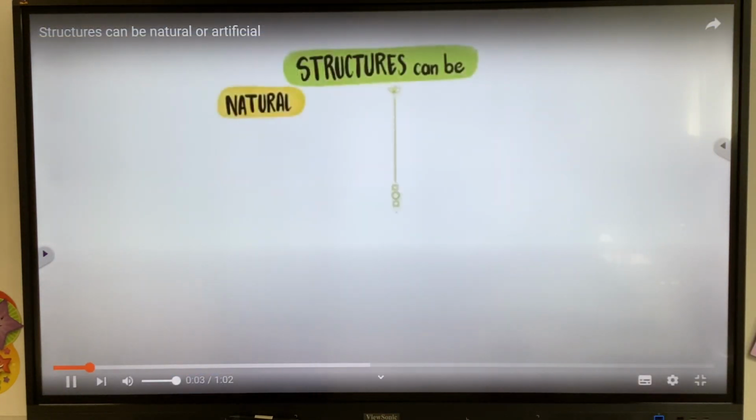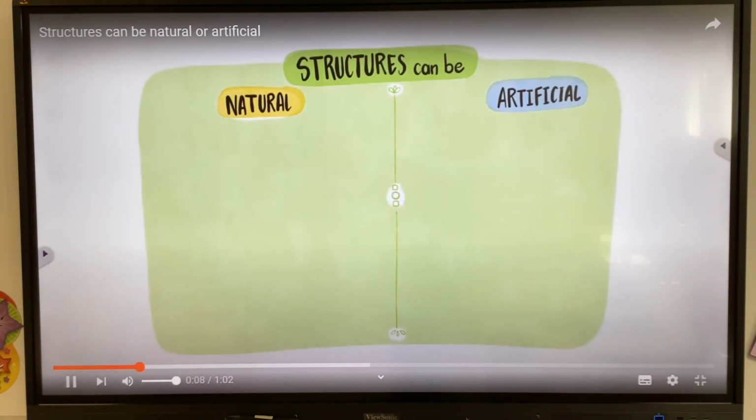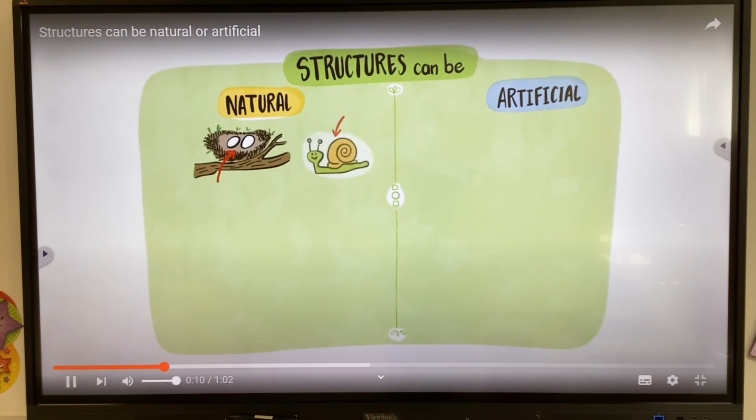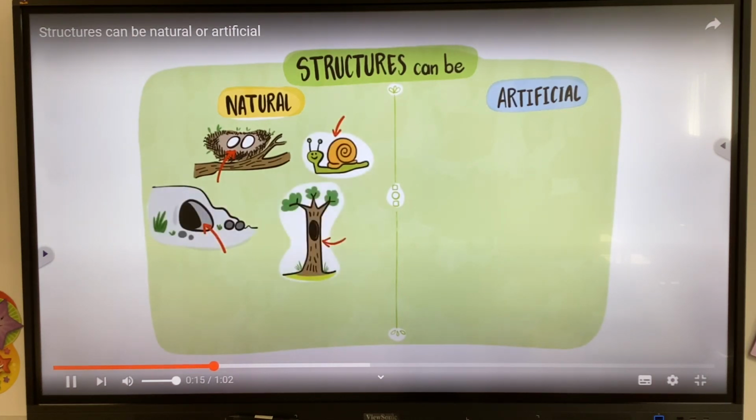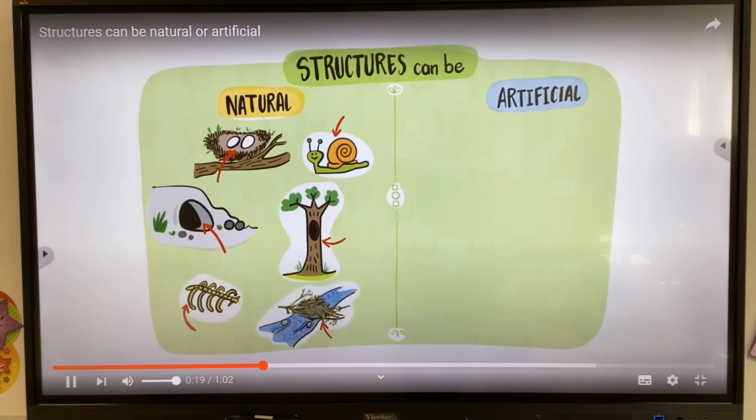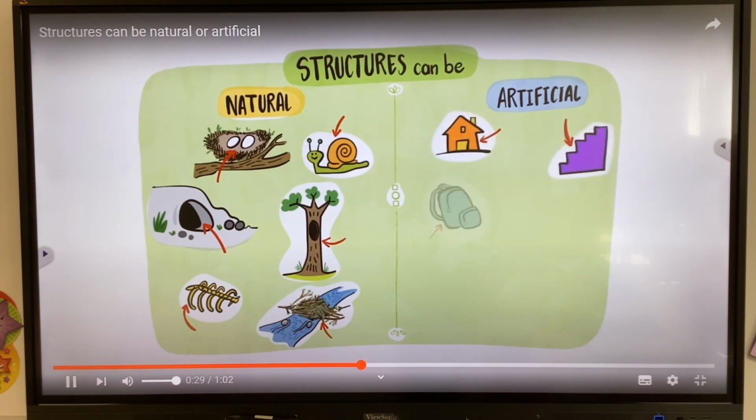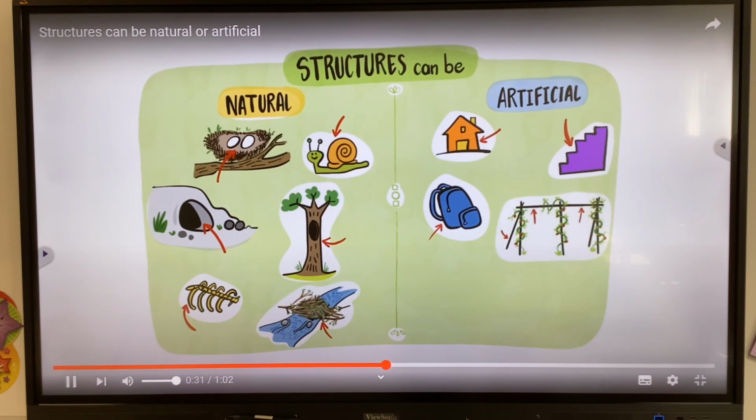Structures can be natural or artificial. There are lots of examples of structures in nature. An eggshell, a snail shell, a cave in a mountain, a hole in a tree, the skeleton of an animal, and a dam made of branches are all natural structures. Artificial structures are built by humans. Our houses, a ladder, a rucksack, a tomato plant, a basket, and a chair are all artificial structures.